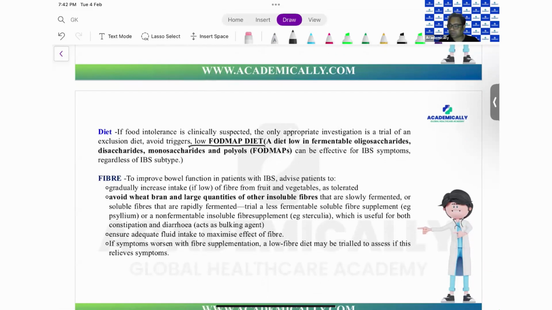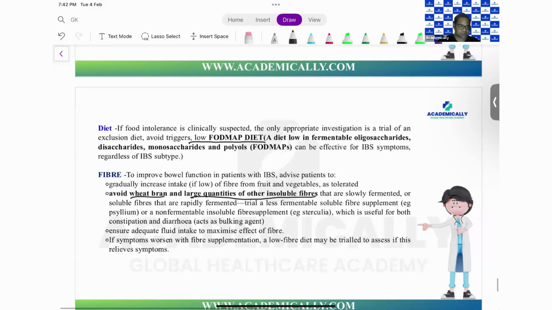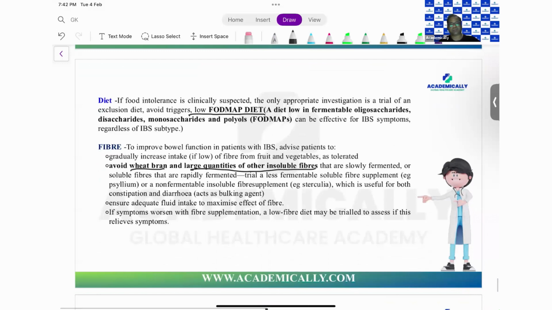You must give more and more fibers, but avoid wheat bran and large quantities of insoluble fibers. That is also important. There are two types of fibers, insoluble and soluble fibers. Okay, that helps.